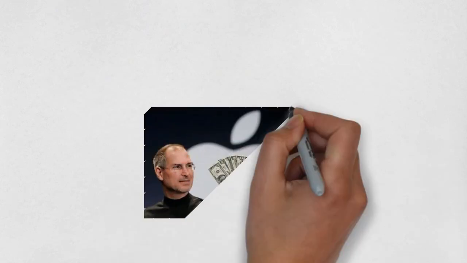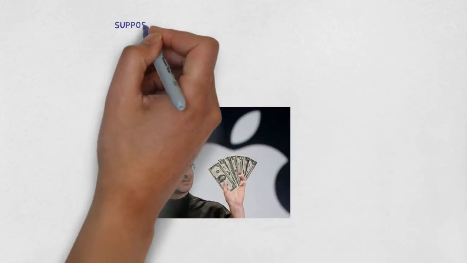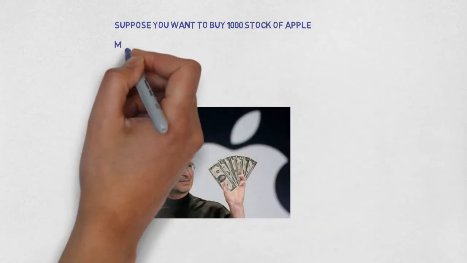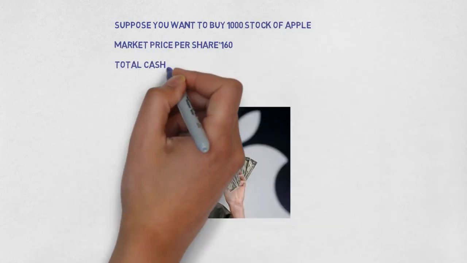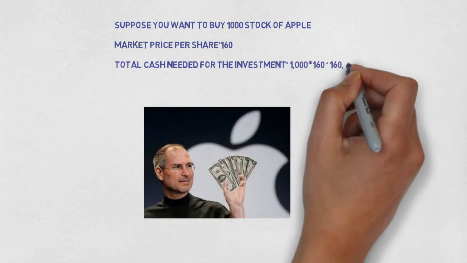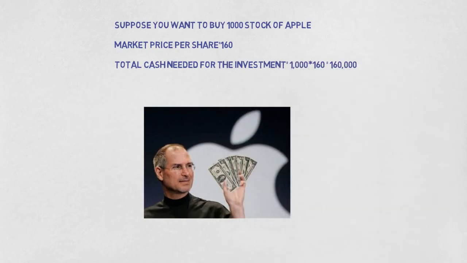Suppose now you would like to invest in Apple company. You decided to purchase thousands Apple stocks for their current market price of $160 because you have positive expectations for the company's future performance. So the total money of the investment is 1,000 Apple stocks multiplied by 160 per share, and you come up with $160,000 is the money that you need to pay in order for you to get thousands Apple stocks.